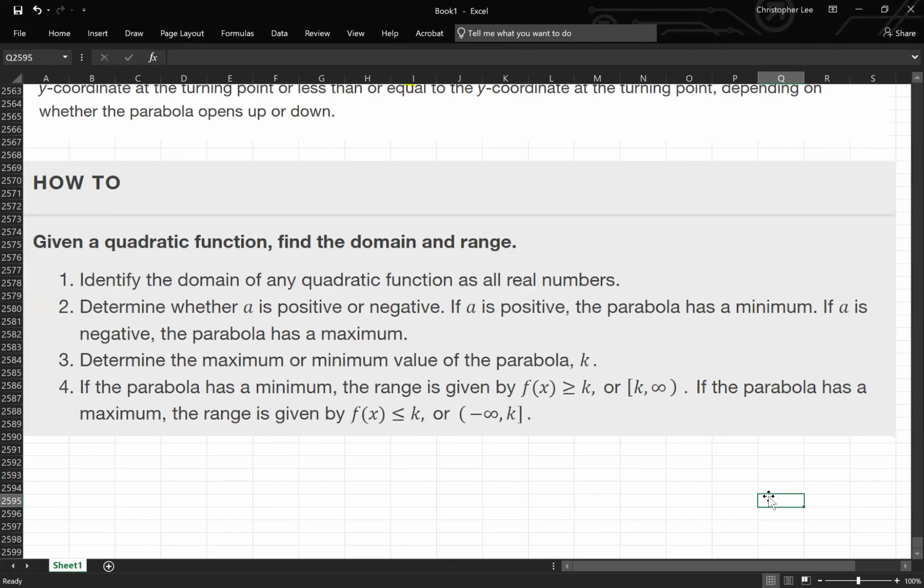And step four, if the parabola has a minimum, the range is going to be f of x is greater than or equal to K, where K again is the vertex, the y coordinate, right? All the way to infinity. If the parabola has a maximum, right? Maximum at the top, right? The range is given by f of x is going to be less than or equal to K, or from negative infinity up to K, right?